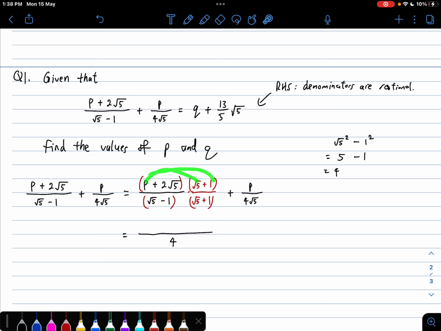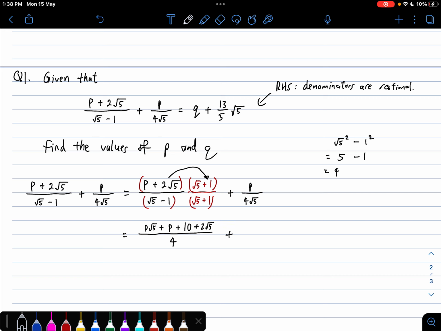P times root 5, p times 1, I end up with p times root 5 plus a p. Next, positive 2 root 5 times root 5 and then times 1, I end up with a plus 2 root 5 root 5. That gives me root 5 squared. So, right, root 5 times root 5 gives you root 5 squared. But when you take a square and a square root, they cancel each other off. You're finally left with just a 5. So 2 times 5, that just simplifies into a 10. Okay. Next, we got 2 root 5 times 1. You end up with just 2 root 5.